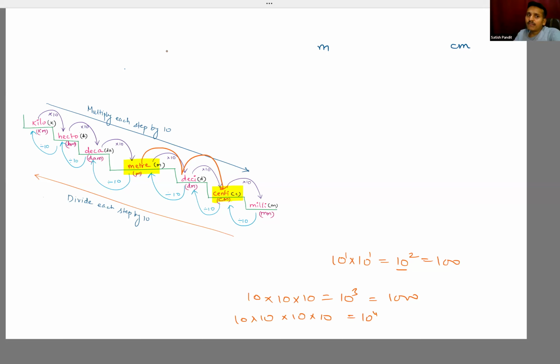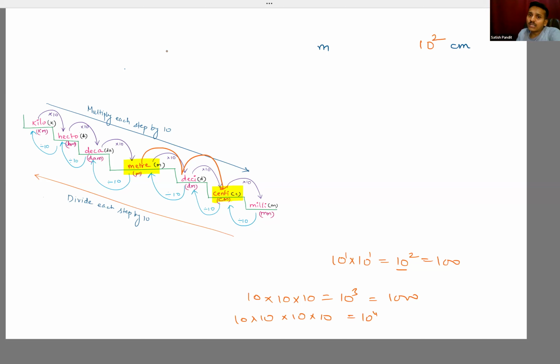So just remember, whenever we are going down, if we are going 2 steps down, we'll put 10 to the power 2. Very simple. If you are going 4 steps down, we'll put 10 to the power 4. Yes or no, everyone? Because 4 steps down, you're going to do 10 into 10 into 10, 4 times, right? So I'll put 10 to the power 4. If I'm going 6 steps down, I'll put 10 to the power 6.